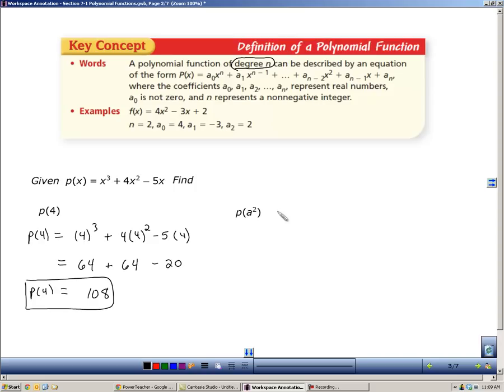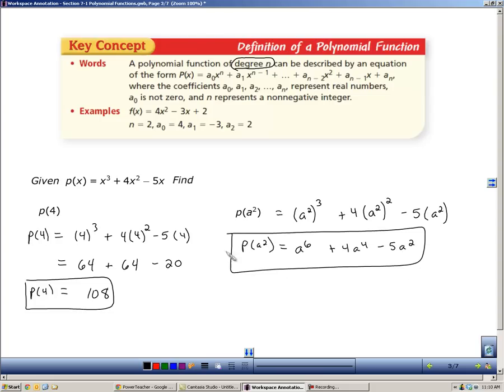For p of a squared, I'm going to plug in the a squared any place I see an x. So I have an a squared, and then that's cubed. 4 times a squared, and then that is squared because the x is being squared, and since the x gets replaced with an a squared, we square it again. And then 5 times x, where x gets replaced with an a squared. So a to the 6th plus 4a to the 4th minus 5a squared. None of those are like terms, so they can't be combined. So that's as simple as that can go.